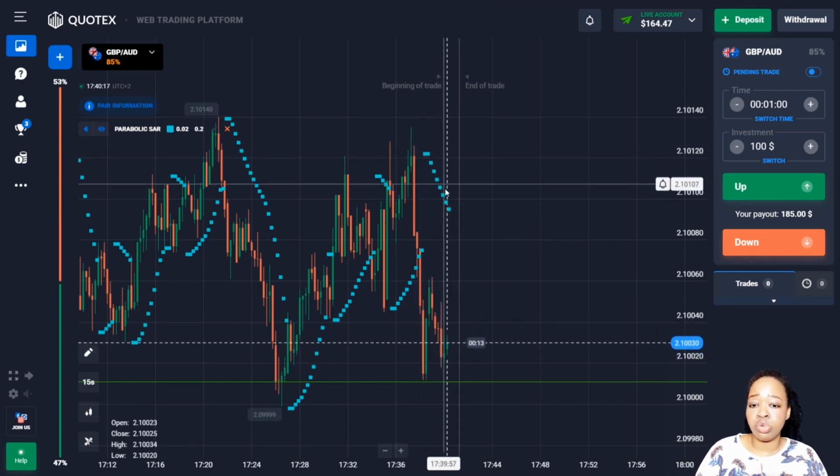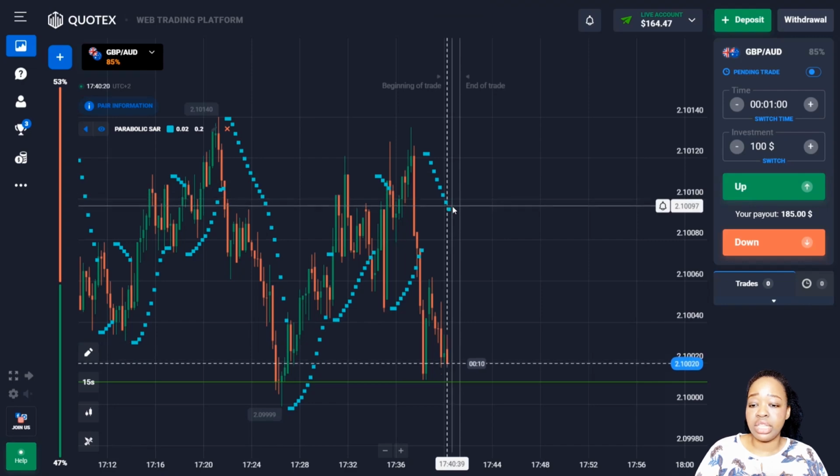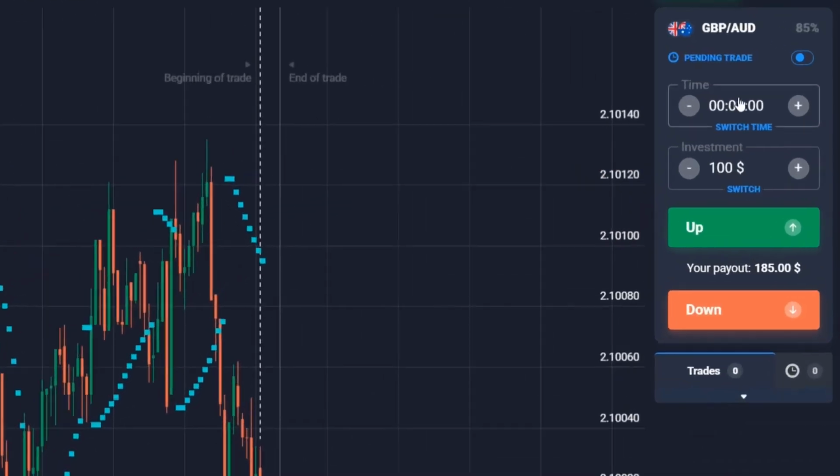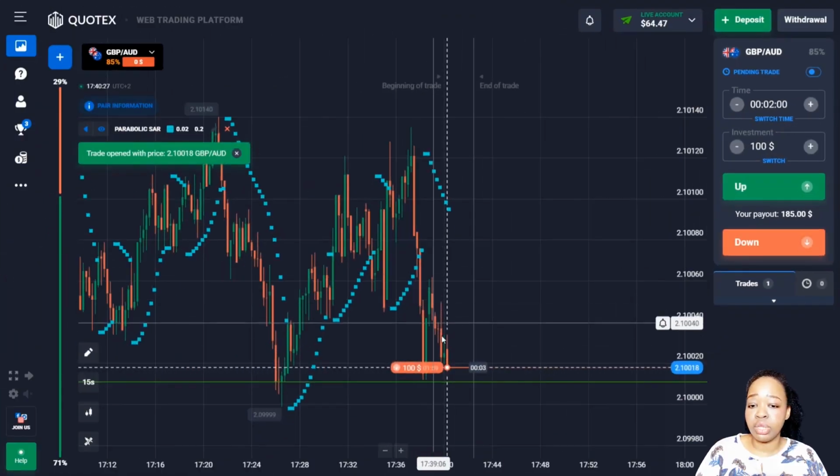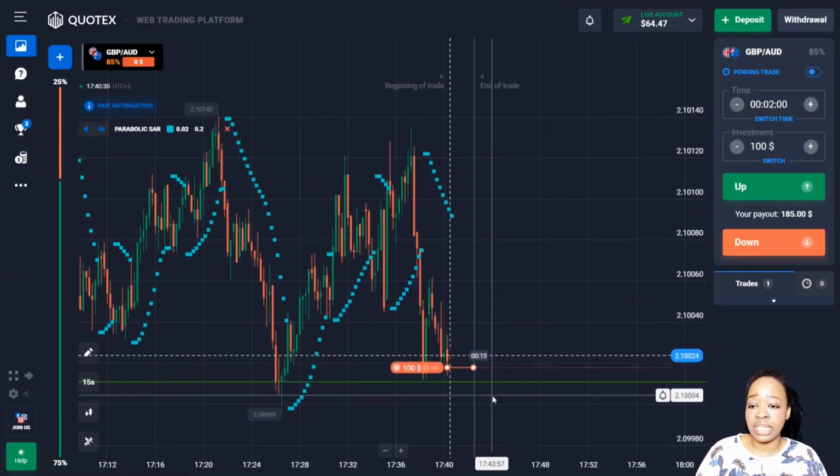Here you can see the blue dots that are above the chart. This signals that very soon there will be the movement downward. Let me open a down trade here for 2 minutes due to this signal, because according to my analysis, I think that very soon this level will be broken through because the price has a very good downside potential.